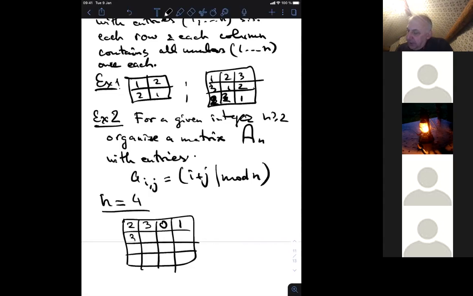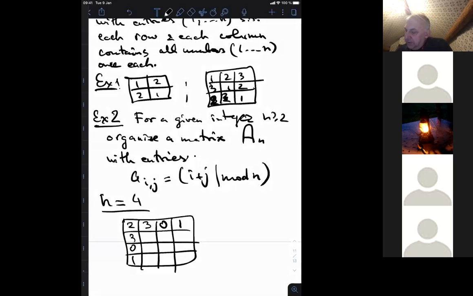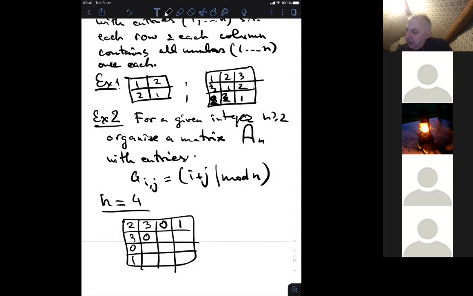Okay, here we have 3, 0, 1. Now 2 plus 2 is 4, which is 0. 2 plus 3 is 1. Here we have 2. Now here we have 1, 2, 3. And finally here we have 2, 3, 0.